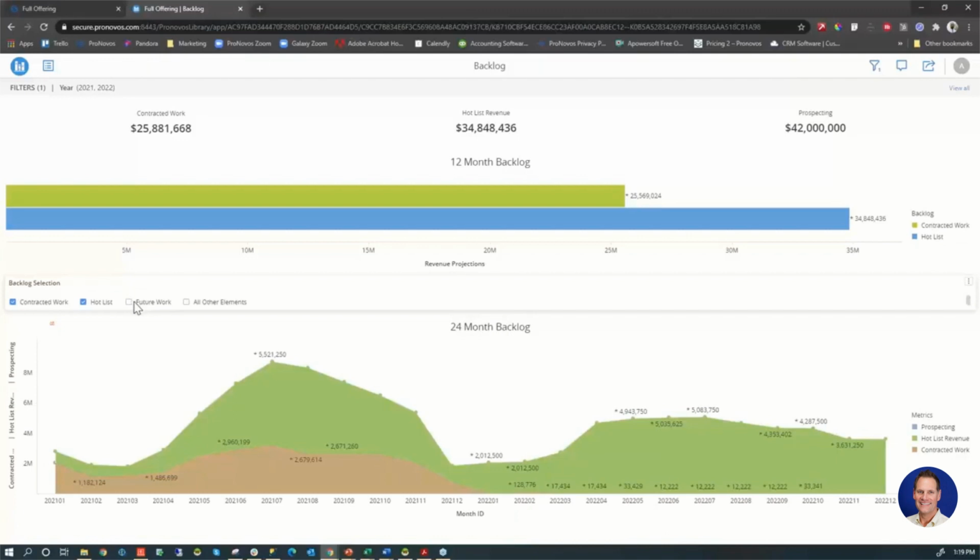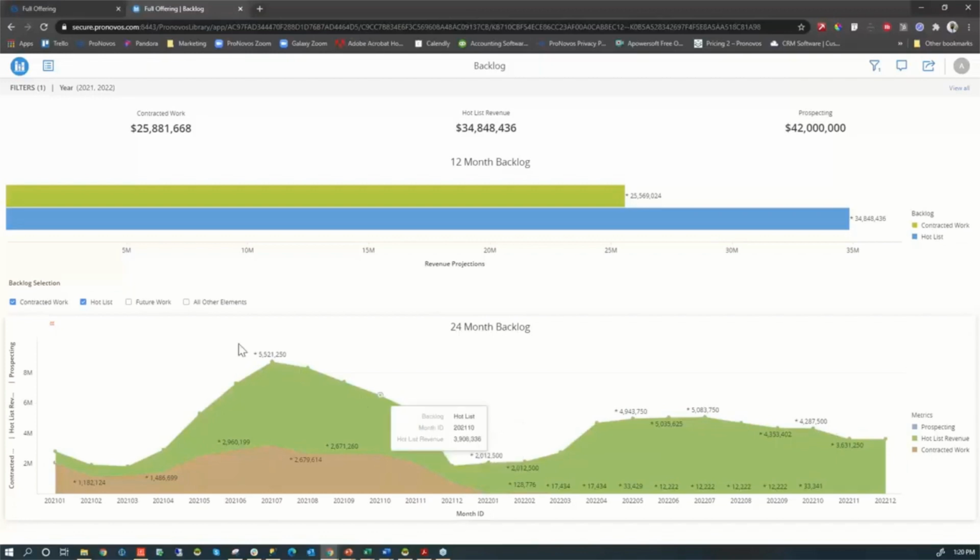And so, you can see from this graph right now, for instance, we are starting to rely heavily on bringing in some of this hot list work. Now, this year's a little unusual compared to most, in that a lot of that work probably would have normally been converted to contract in 2020, but we have definitely experienced some lag in getting those things to actually contracted work.